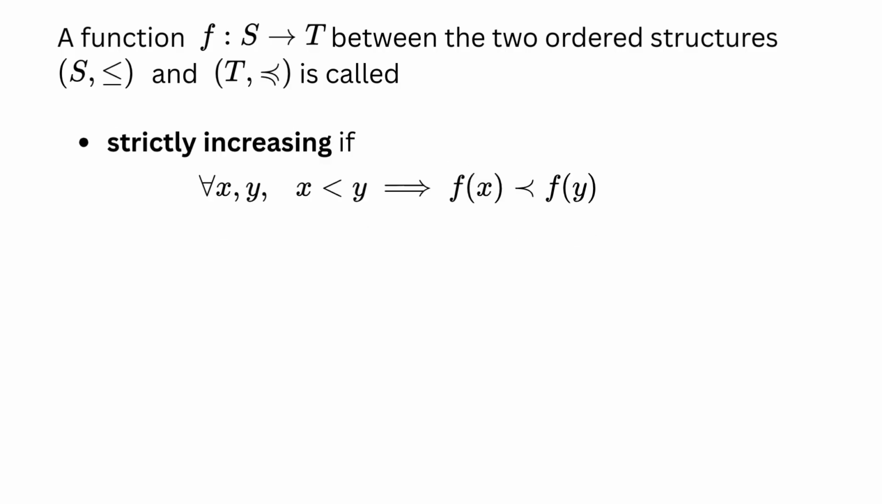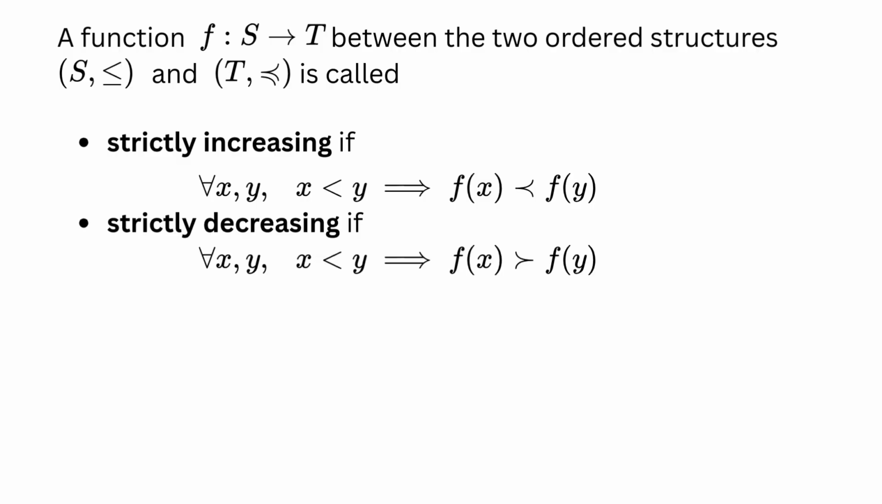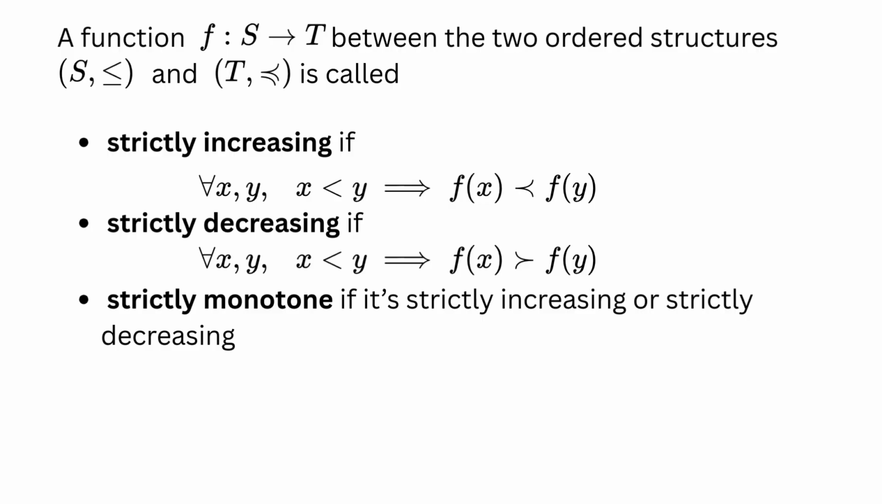Strictly increasing if for all pairs of distinct elements x and y belonging to S, their images are distinct and ordered the same way. Strictly decreasing if for all pairs of distinct elements x and y belonging to S, their images are distinct and reverse ordered. Strictly monotone if it is strictly increasing or strictly decreasing.